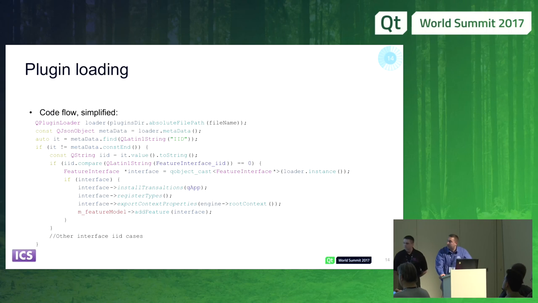So let's quickly have a look at the plugin loader itself. We start by creating a QPluginLoader instance pointed at a suspected file. We usually just look up a directory and take all the files that are present there. And we try to get its metadata and try to access its interface ID value, which we then compare to the known interface IDs. And once we get a match, we simply get a QObject pointer from the loader and cast it to our custom interface and then do some custom initialization on our types.